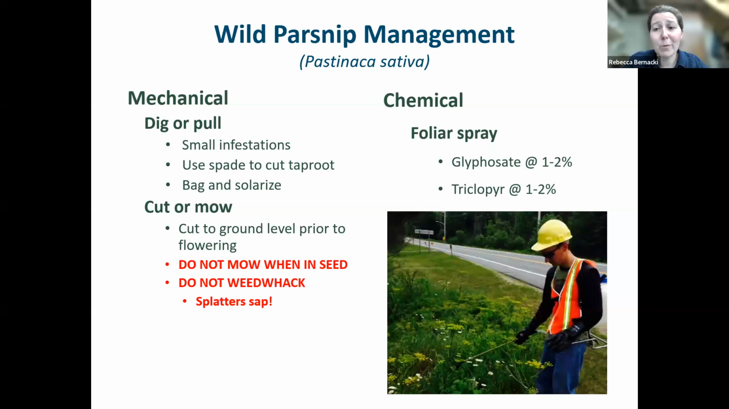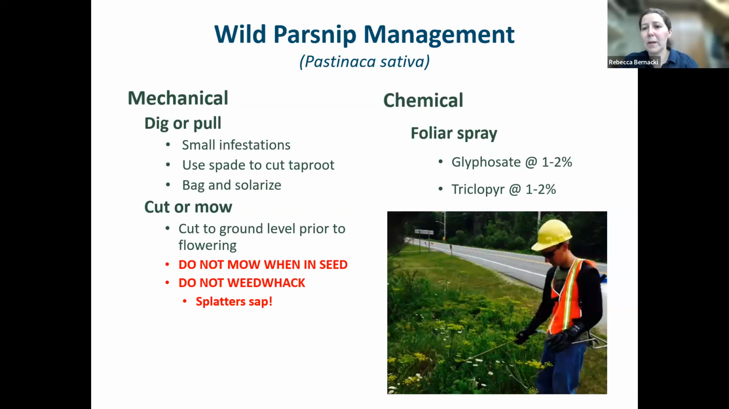You never ever want to weed whack through this species. It's just a bad idea. You're going to flail that sap all around and risk getting it all over yourself in an uncontrolled manner. Like all other species we'll talk about, we never want to mow the species when it's in seed.